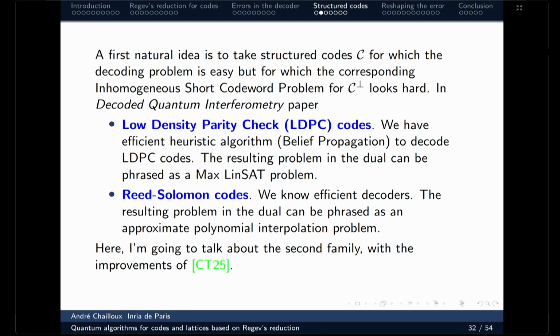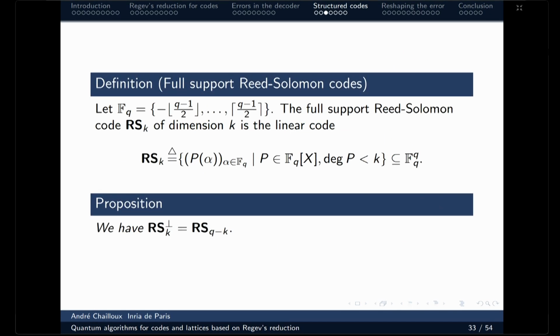So you want to take a code for which the decoding problem is easy, but for which the resulting problem you believe is hard, right? And there are candidates. For example, in the decoded quantum interferometry paper, they looked at two cases: LDPC codes, for which we have heuristic algorithms, and Reed-Solomon codes, for which we have efficient decoders. In this talk, I'm going to talk about the second one.